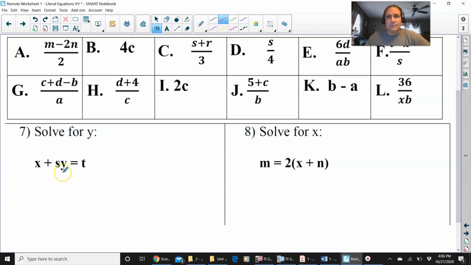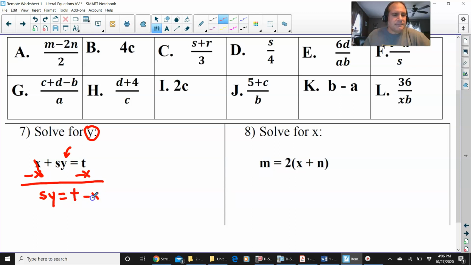So, number 7. Number 7, you have to solve for y. So I'm going to put that little arrow right here just to remind myself, and I know I need this x all the way over. Remember, I'm not touching the sy yet. I will, but I'm not going to touch it yet. So I'm going to subtract the x on both sides. This cancels. Sy comes down equals t minus x.